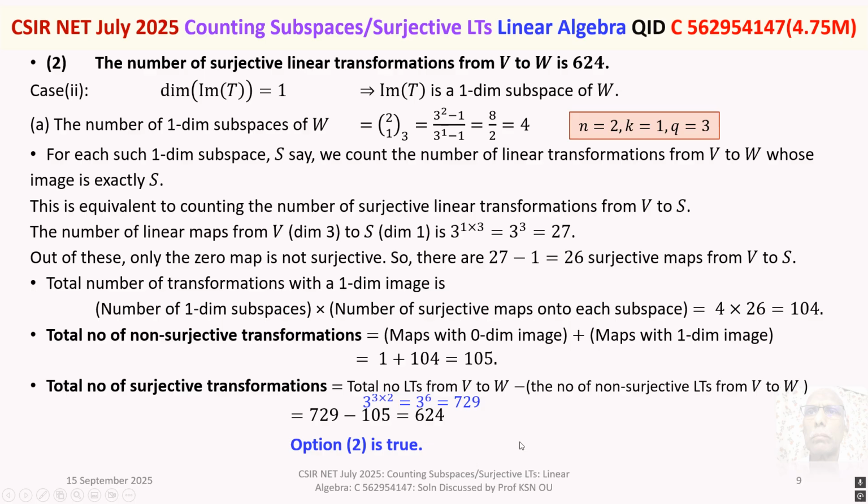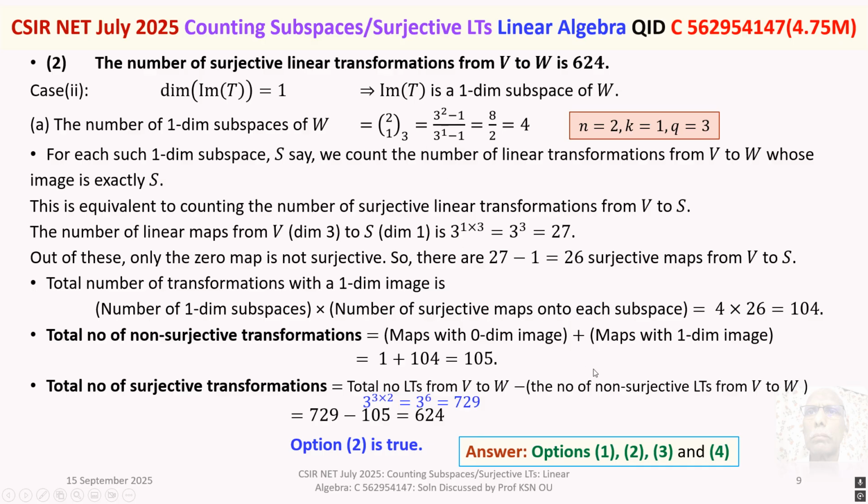Now, which options are true? All the options are true. The answer to this question is all the options: options 1, 2, 3 and 4. That is the detailed discussion of the solution of this problem. This problem completely relies on counting, right? And combinatorial counting is involved in this example.